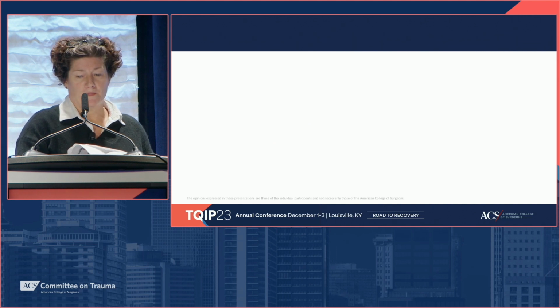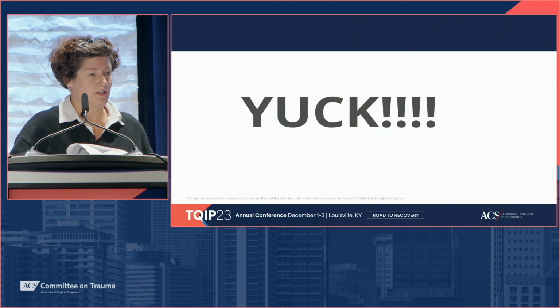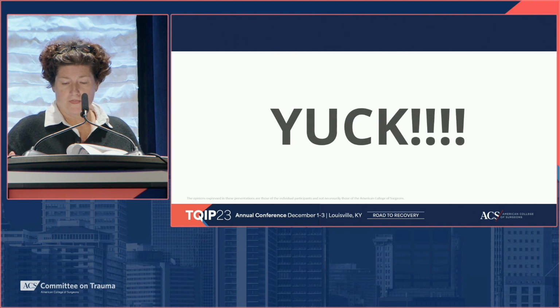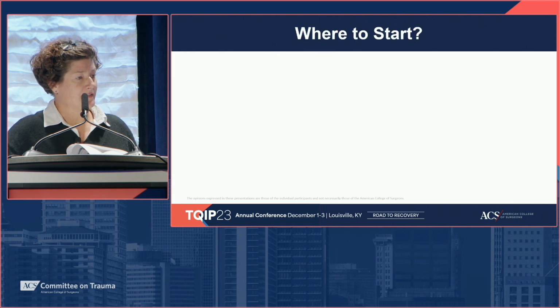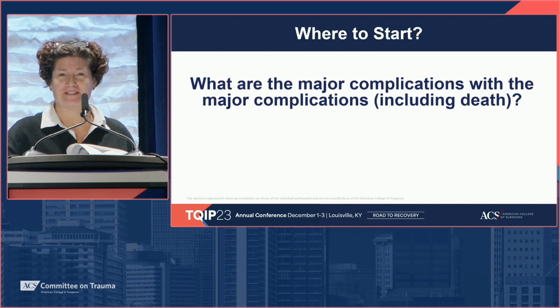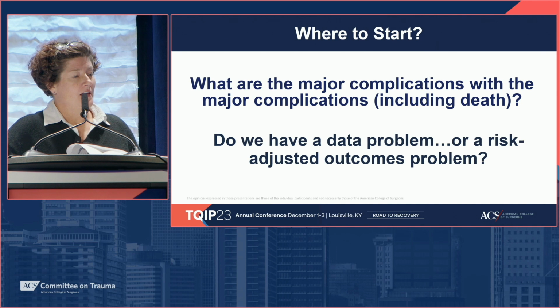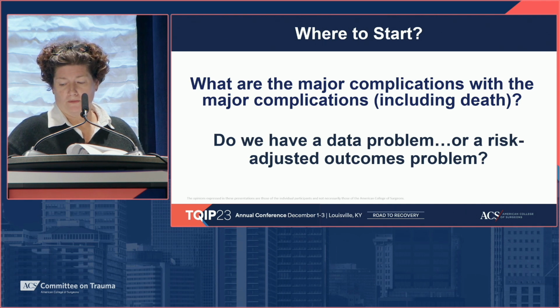Now, this is right about the part that I drop a 4-letter expletive that we all know and love, and there may or may not be a typo here. So now I'm asking myself, where do I start? What are the major complications, including death? And do I have a data problem or a risk-adjusted outcomes problem?